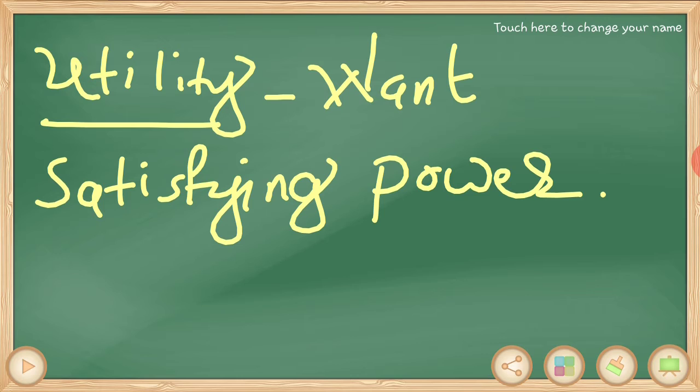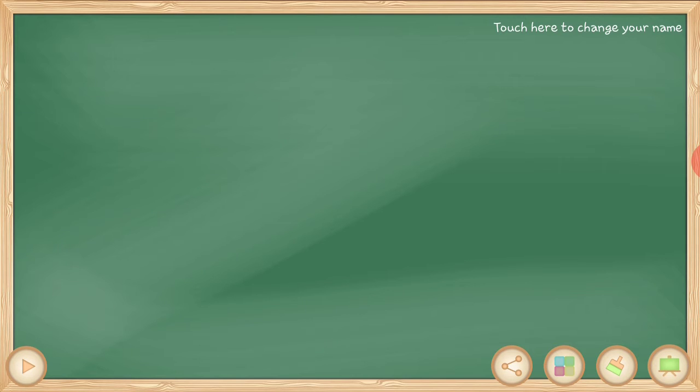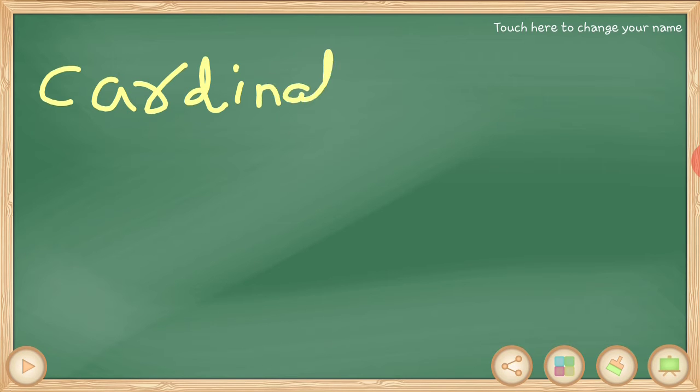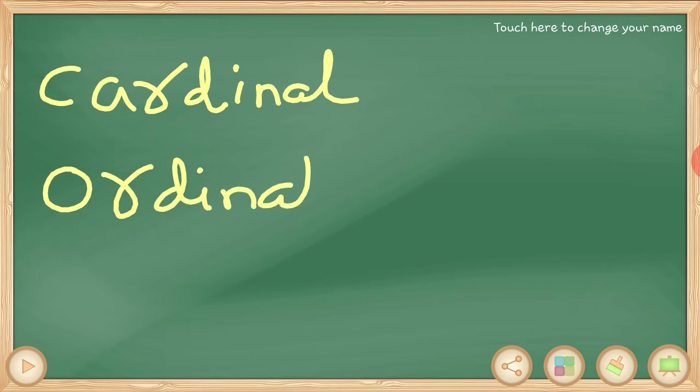Come to the next interesting point: how is utility measured? Utility is measured in terms of what? Before discussing the measurement of utility, it is essential to know the meaning of cardinal and ordinal analysis. These are the two very interesting approaches: the first one, cardinal analysis, and the second one, ordinal analysis.